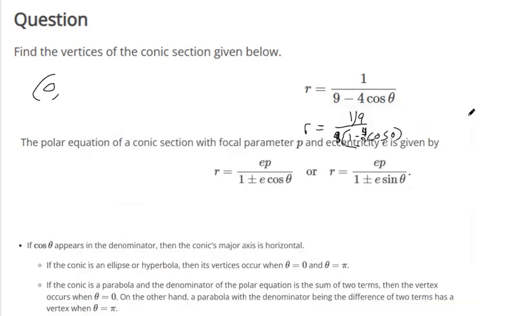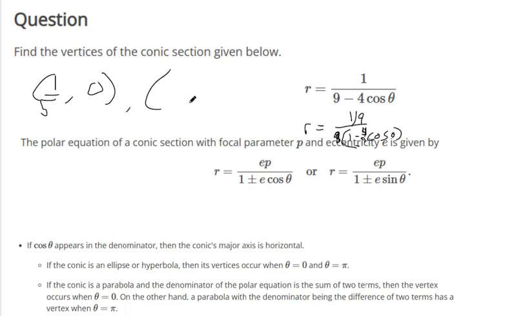So cosine of 0 is 1, so you've got 9 minus 4 makes 5, so we got 1/5 for the first vertex. I got the video backwards because I was writing angle first. It's supposed to be radius first, so the angle is 0, and when we plug in 0 here, 4 times cosine of 0 is 4, because cosine of 0 is 1. So 9 minus 4 is 5, so we got 1/5 for r, the radius.